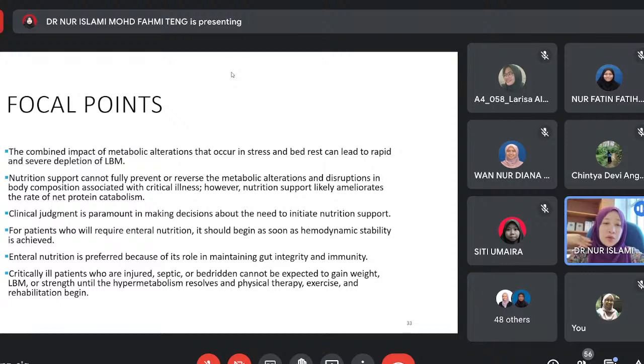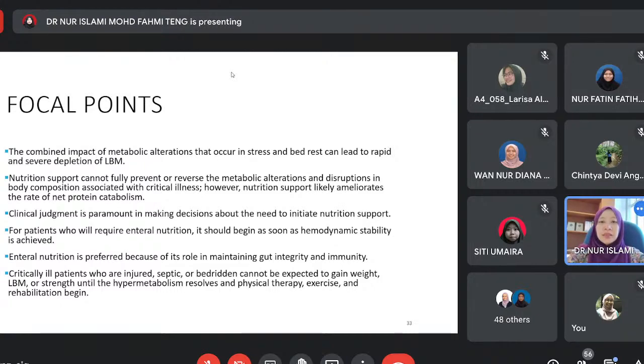So our role, if we don't want the patient on nutrition support, we need to consult the patient and the caretaker to try solid food, but if they really cannot take solid food, usually they will start on nutrition support, okay. For patients who will require enteral nutrition, it should begin as soon as hemodynamic stability is achieved, okay. And enteral nutrition is preferred because of its role in maintaining gut integrity and also immunity.